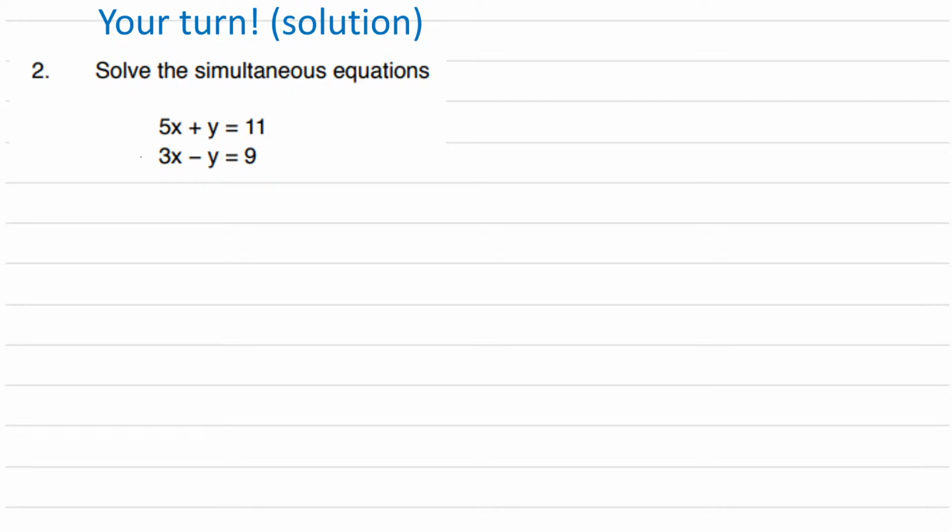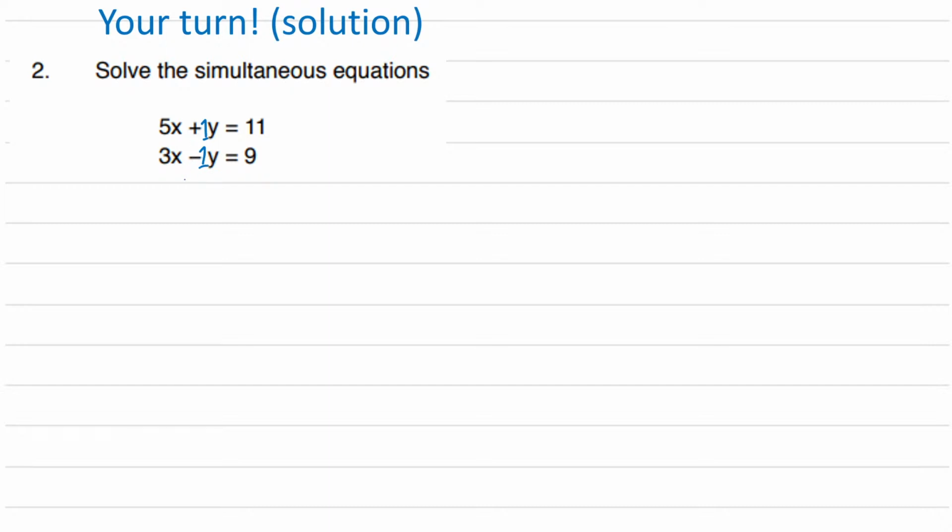Now we'll first look at the coefficients. Are the x's the same? No, they are not the same. So I'm not going to eliminate the x's. Are the y's the same? They have the same coefficients, yes. There's a 1 there and there's a 1 there, but the signs are not the same.